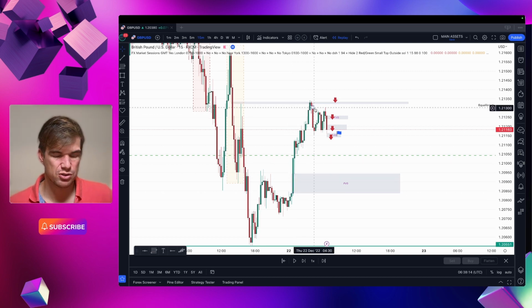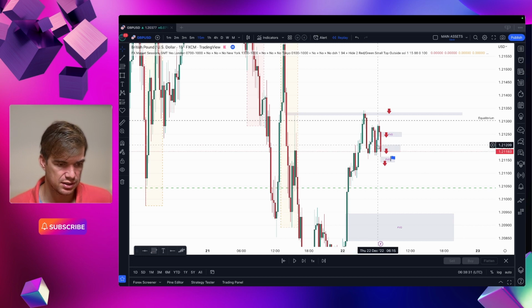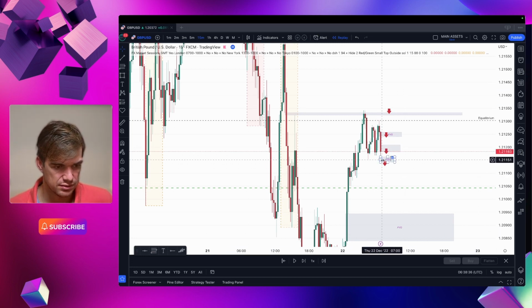Okay, went straight into equilibrium, where I deemed to be the 50% of the equilibrium on the daily high and the daily low of the previous day. What happened next? It came down, and you can see here it started creating, this is at 6:45, creating a resistance.